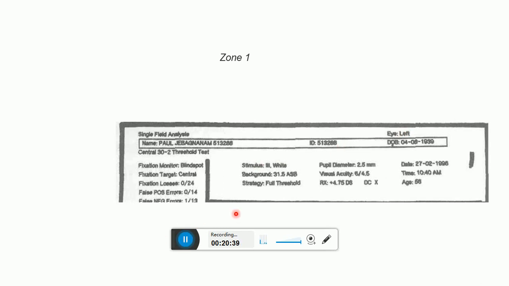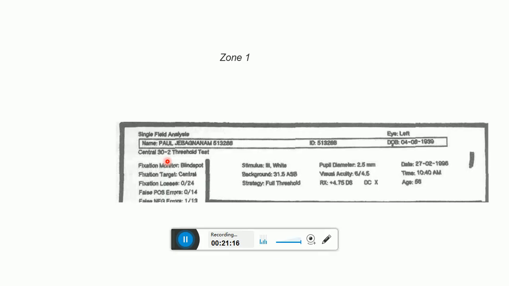The date of birth should be accurately entered, otherwise the patient data will be compared to the normative database of the wrong eye group. The patient pupil size should be at least 2.5 or 3 mm, or the same as in the previous field test. It also gives information about the test pattern performed, like 30-2 threshold test or 24-2, the strategy used like SITA standard and SITA fast, and the fixation target used.